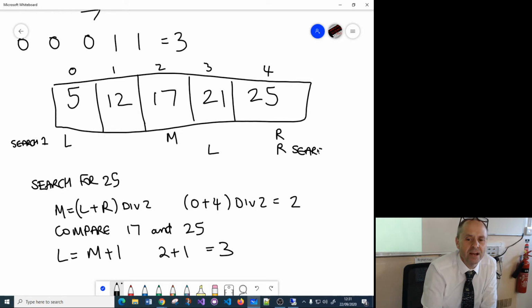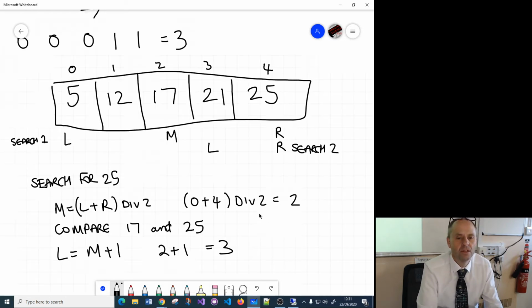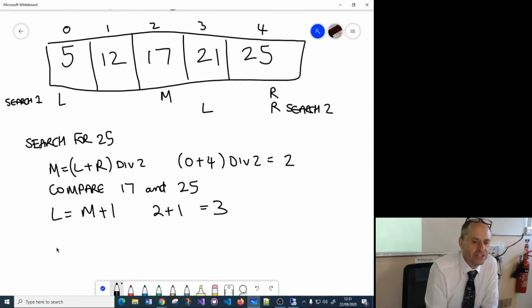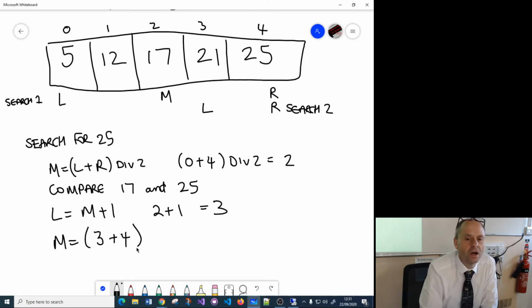Right, so we've got to calculate M again. So for this next one, we're going to say M equals, and it's the L and R. So we say L is 3, R is 4, and then we're going to do 2. So what is the answer this time? 3. Yeah? Everyone happy? Because we're truncating. So we end up with 3. So our middle is there.